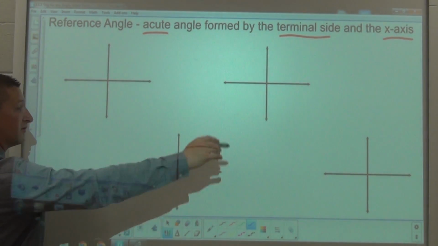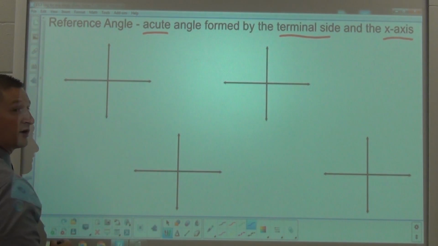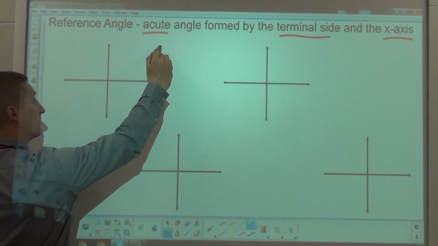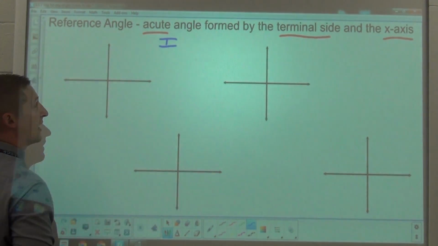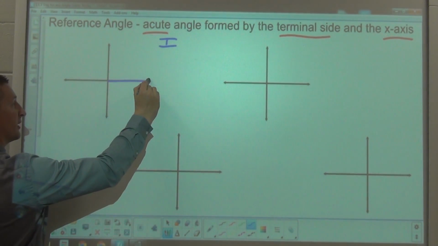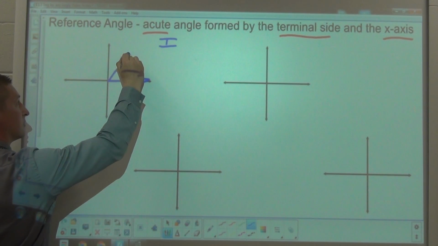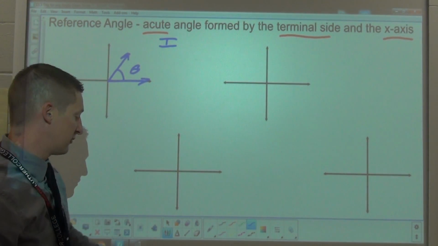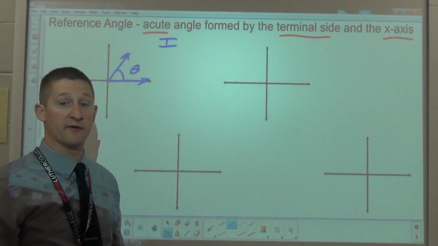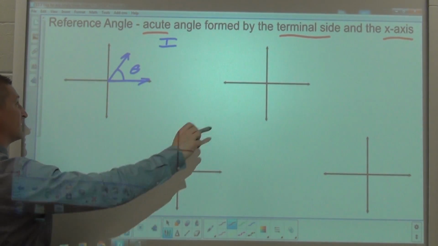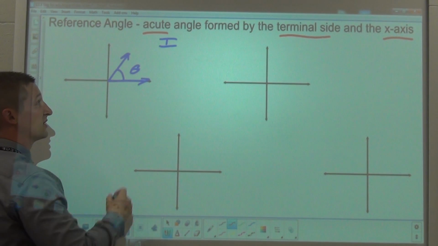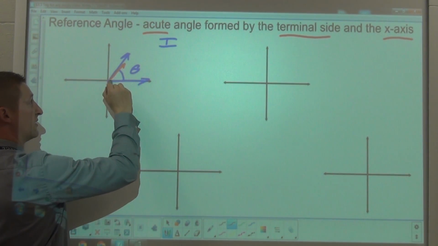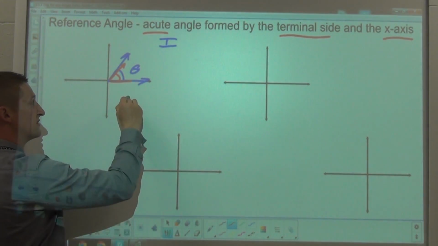My reference angles will vary depending on the quadrant in which the terminal side finishes. So if I have quadrant 1 is where my angle is, I'll put my initial angle here. We'll call this angle theta that we've just created. Well, angle theta in the first quadrant has a reference angle that is exactly the same as that particular angle. Because what I need to do is make an acute angle with the terminal side and the x-axis. Well, guess what? That's the exact same angle.